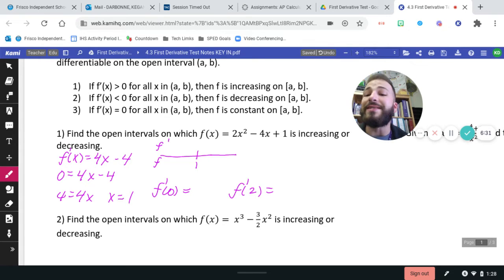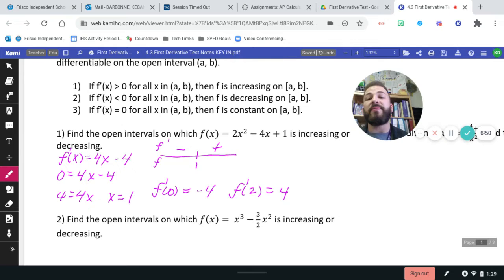Okay, so f prime of 0, I go to my function. 0 times 4 is 0. 0 minus 4 would be negative 4. F prime of 2, 2 times 4 would be 8. 8 minus 4 would be positive 4. So for my interval less than 1, I got a negative value. For my interval greater than 1, I got a positive value.